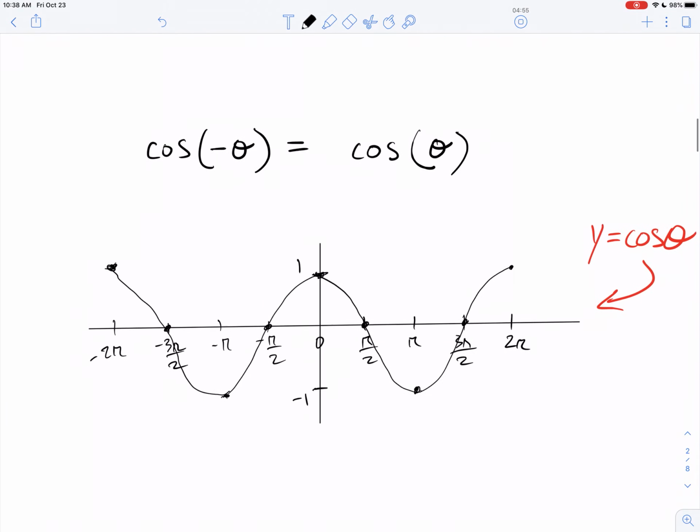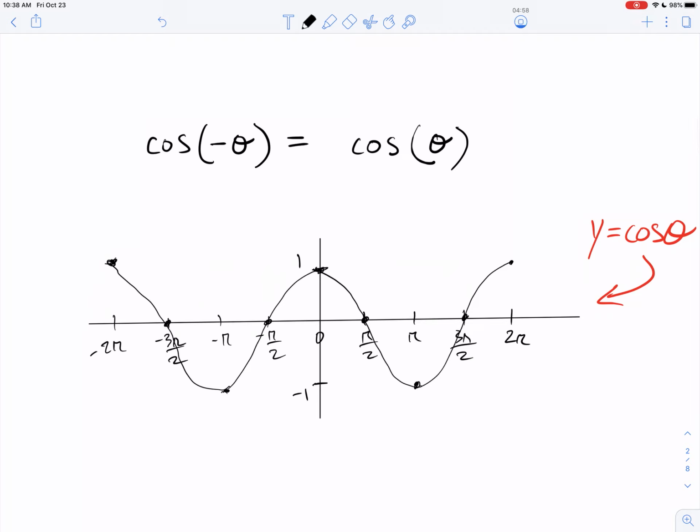What does the cosine negative angle identity say? Well, it says if you take the cosine of a negative theta, negative whatever angle it is, it's the same as the cosine of the positive version of that same angle. So for example, let's do one that's real easy to see. If I let theta be pi, okay, I got pi radians.